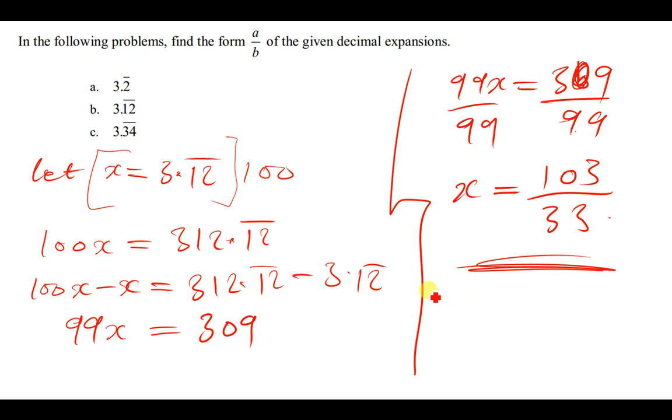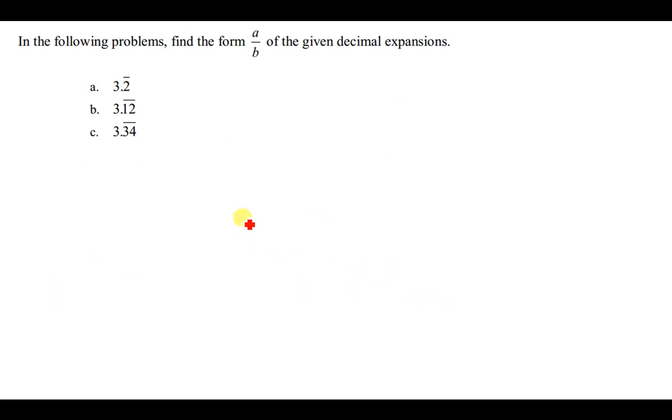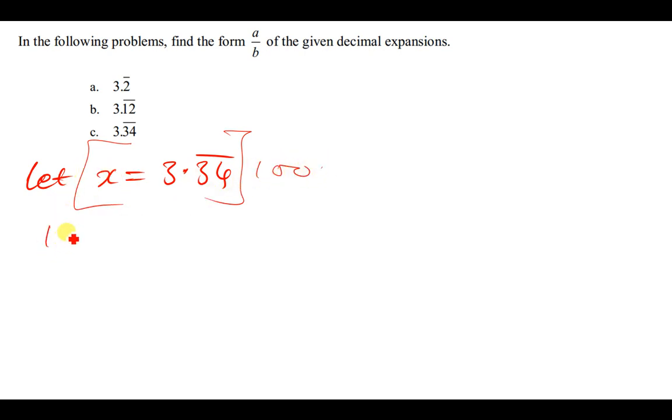Let's move on to the last one. So we say let x be equal to 3.34, that's x. We move this decimal point to cover the repeating numbers, so this will just be the same as multiplying by 100. So 100 times x, we get 100x is equal to 100 times 3.34, we get 334.34. 34 is repeating, so that's what you do.